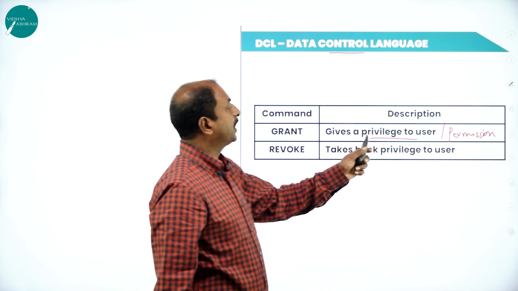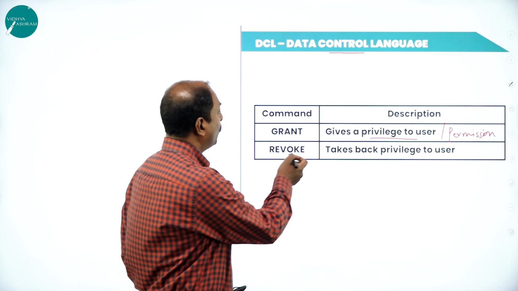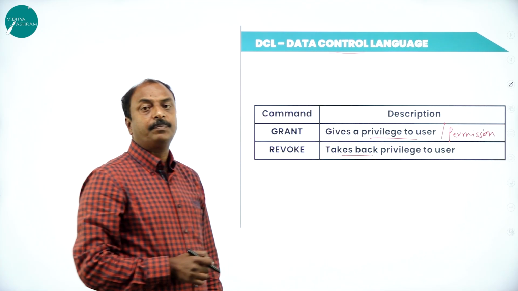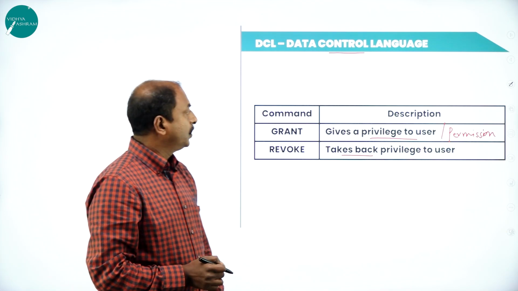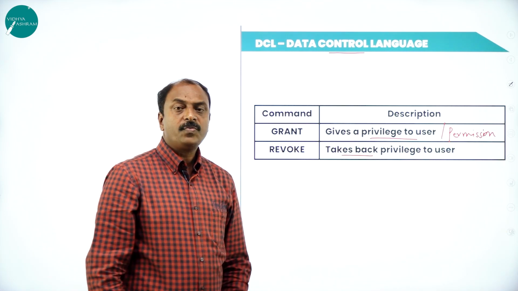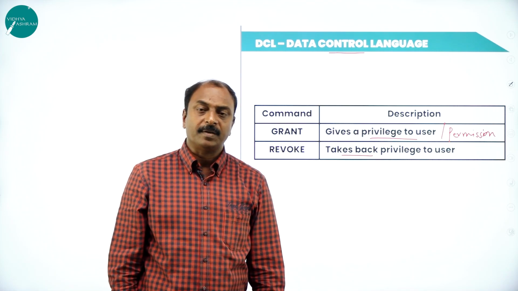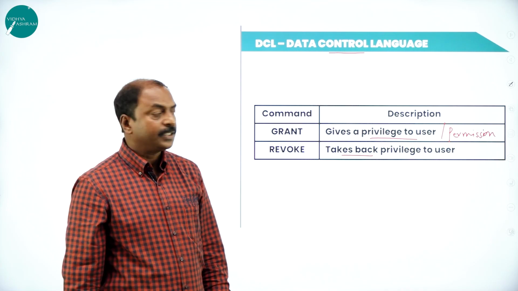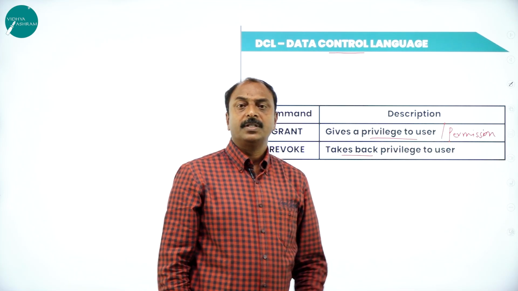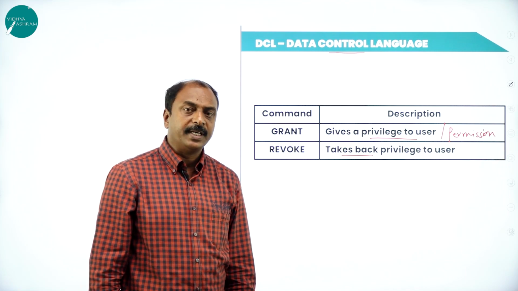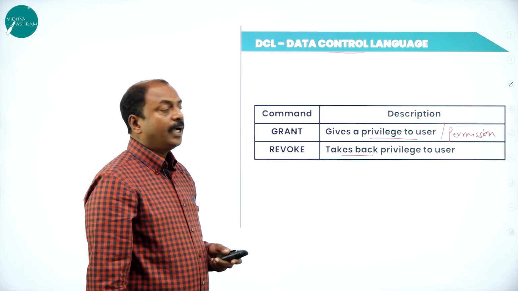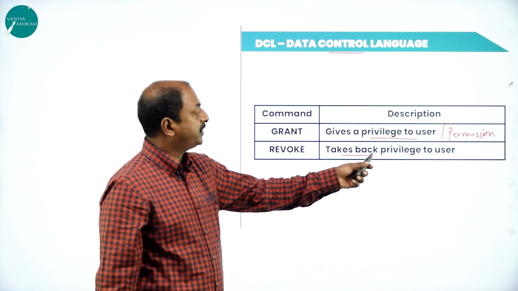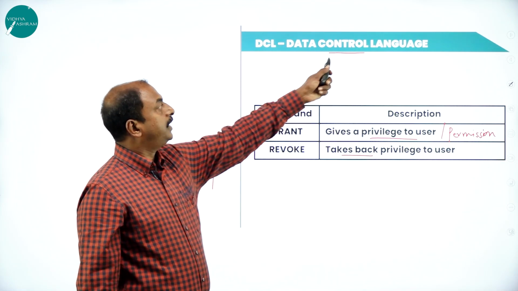So the grant command gives privileges to the user, and the revoke command takes back, or rolls back, the privileges given to the user. It is a sort of security for the database. The database administrator can give privileges to users based on their different levels or categories, and that is the grant command. And revoke is to take back the privileges given to the user. So these two are DCL commands.